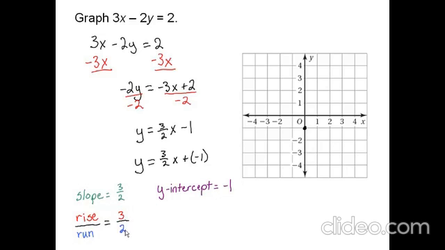We can use the rise and the run to plot a point that is 2 units right and 3 units up from 0, negative 1. Finally, we need to draw a line through the 2 points. This is the graph of 3x minus 2y equals 2.